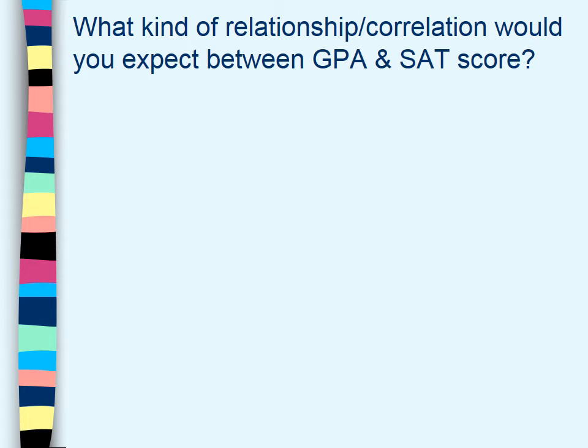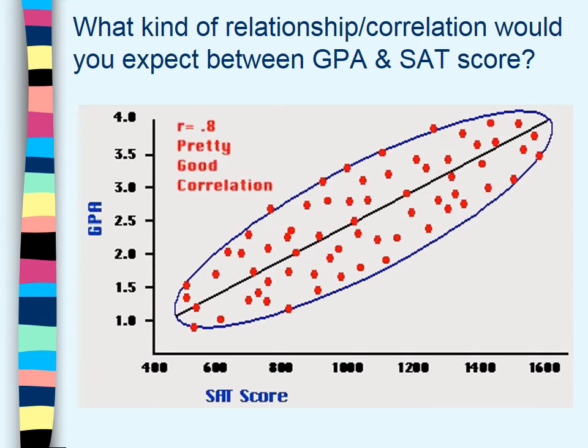What kind of relationship or correlation would you expect to see between a GPA and an SAT score? I wish we had this on an ACT score instead, because I haven't seen SATs very frequently anymore, but we actually still have this in the research. On the x-axis, we have SAT scores from 400 to 1600, and we have GPA ranging from 1 to 4, and the relationship is a positive 0.8, so that is a really strong positive correlation between GPA and SAT. As the scores go up, they both go up in the same direction.